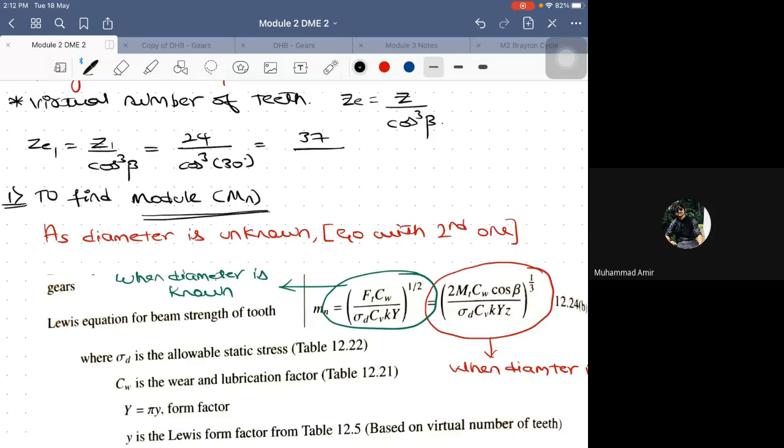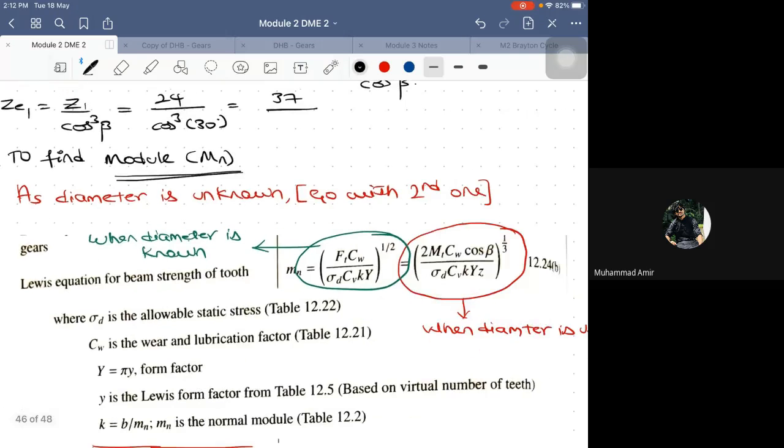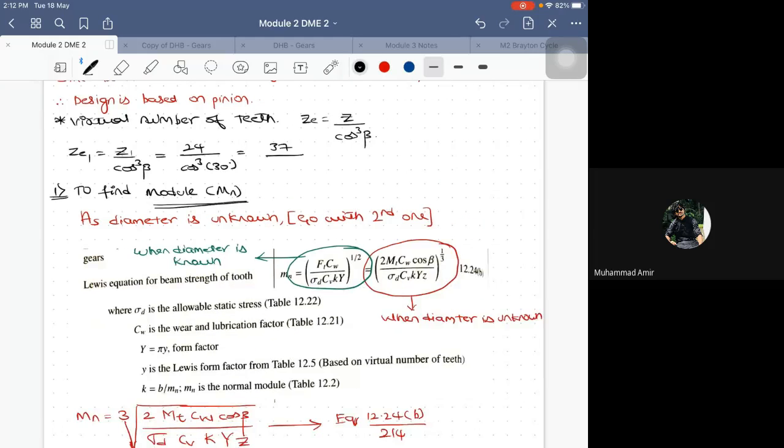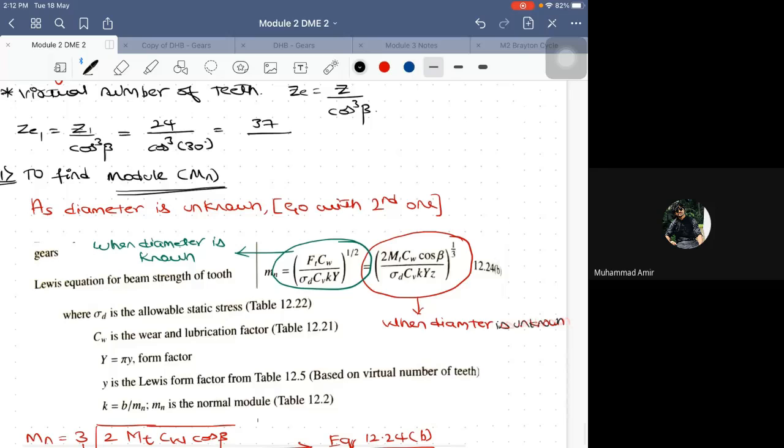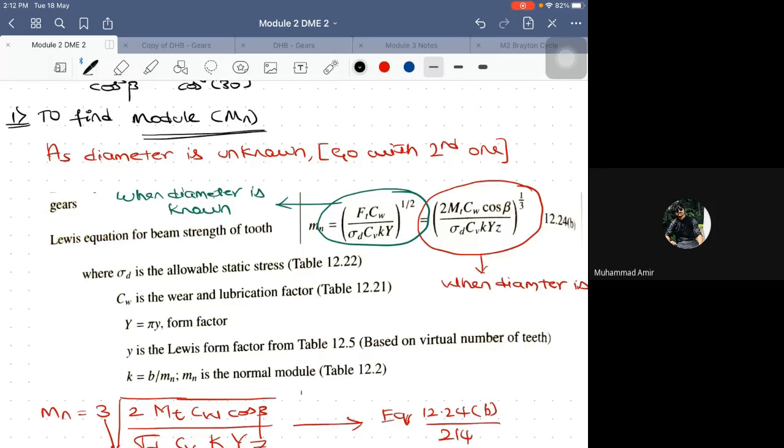All of you open your data handbook and open this particular formula 12.24b, which is at page number 214. If you observe this formula, I have just taken a screenshot of formula 12.24. You have two formulas as indicated here to calculate your module. This is the first one which you are using regularly till now to calculate your module, isn't it?